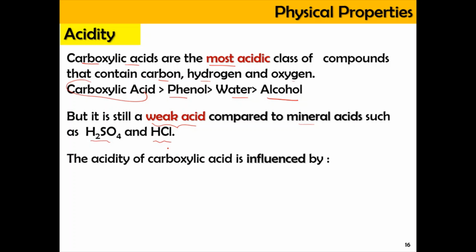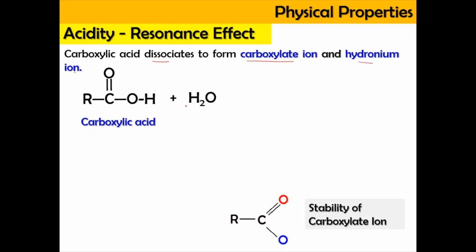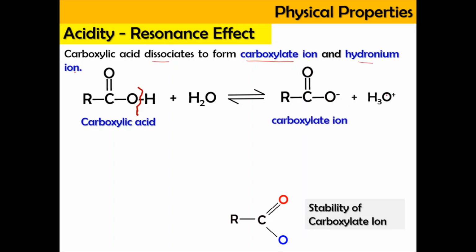Basically, the acidity of the carboxylic acid is influenced by two things. First is the resonance effect, and second is the inductive effect. So now let us look into the resonance effect first. The resonance effect is basically when the carboxylic acid dissociates to form the carboxylate ion and the hydronium ion. Let's say you have a carboxylic acid here, when it dissolves in water, it is going to produce the carboxylate ion as well as the hydronium ion.